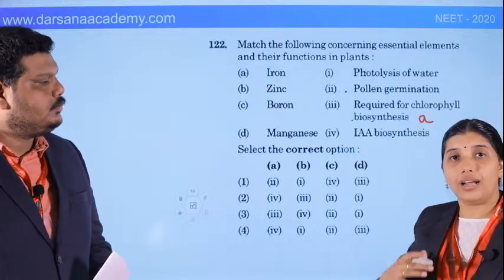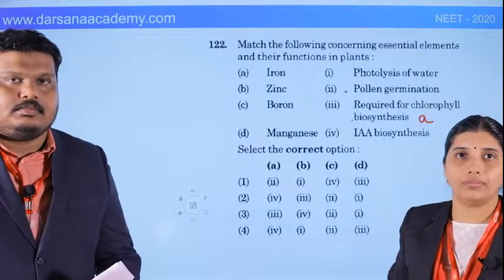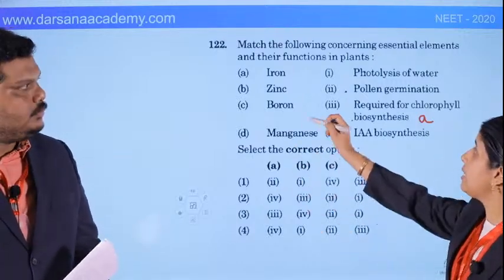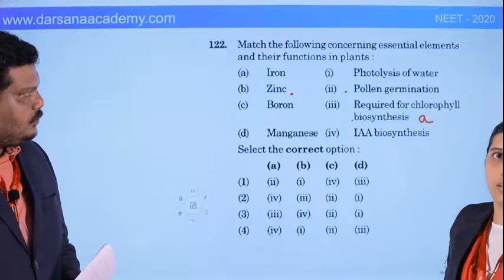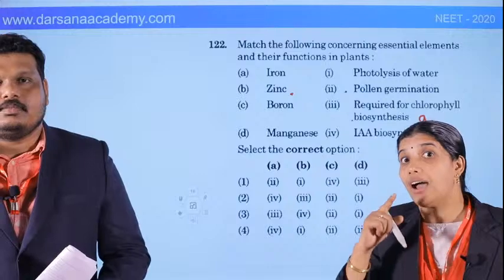And iron is a component of the electron carriers ferredoxin and cytochrome. Okay, very important question, we know that. And what about zinc? Zinc is a component of carboxylase and carboxypeptidase, we know that. And we know that zinc is involved in auxin.